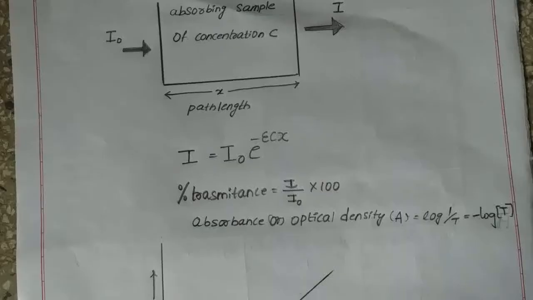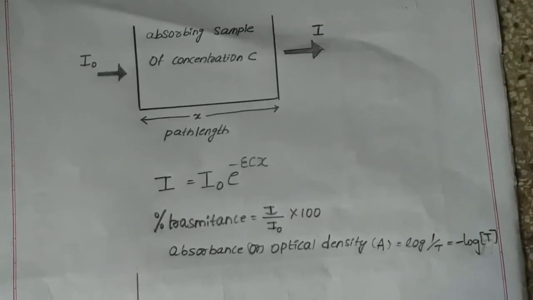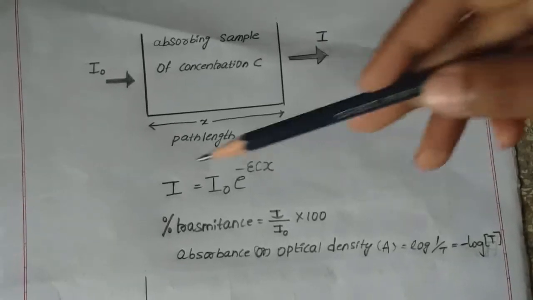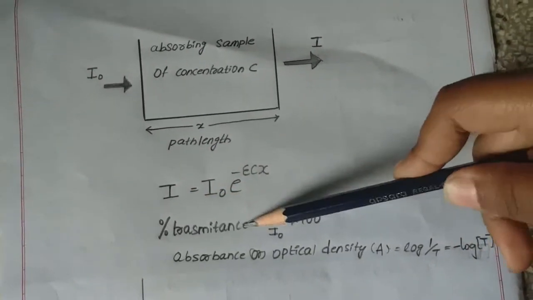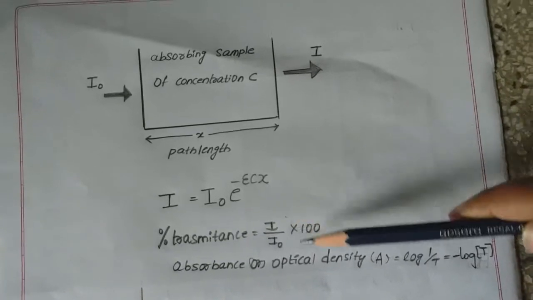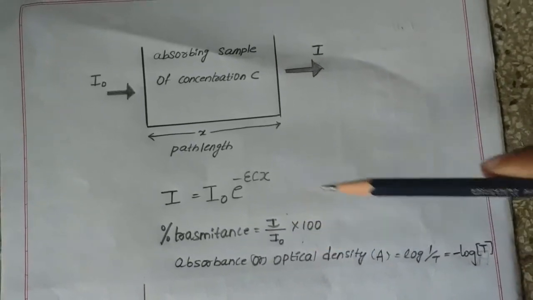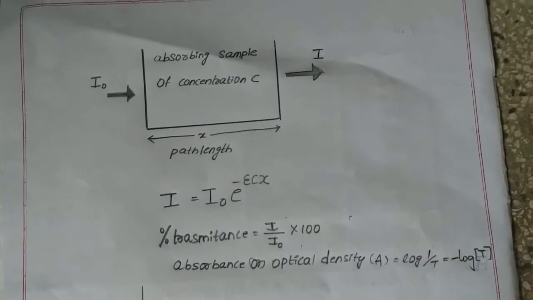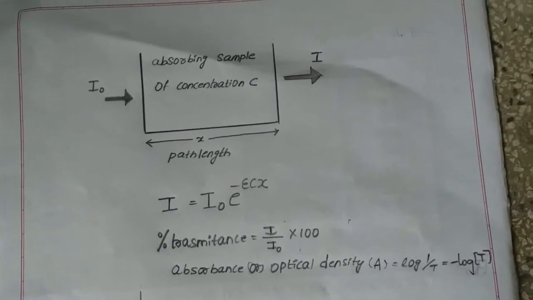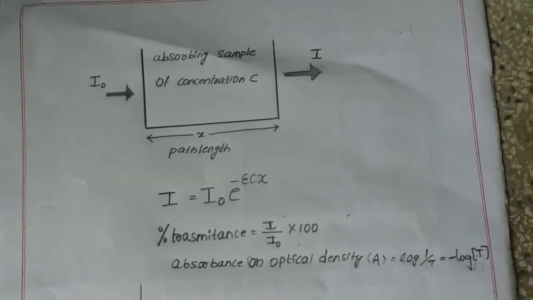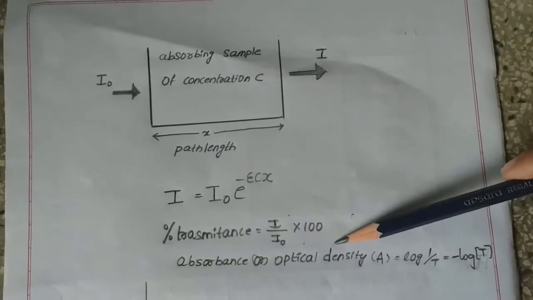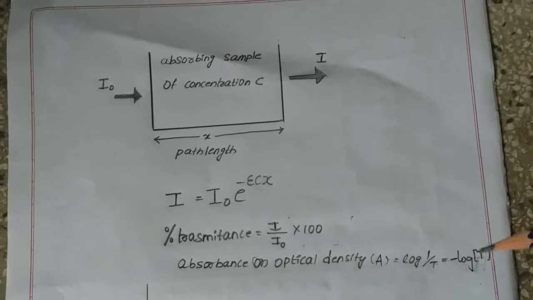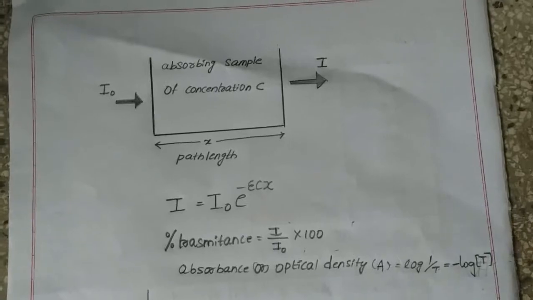The molar extinction coefficient depends on the wavelength and the nature of the sample, but is independent of the concentration of the solution. In colorimetric studies, transmittance is defined as the fraction of light that passes through the sample. So, the percentage transmittance is the intensity of the transmitted light divided by the intensity of incident light, multiplied by 100. A more useful and convenient quantity in performing analysis is the absorbance, which is the negative log of transmittance. Absorbance or optical density is equal to log 1/T, which is equal to minus log transmittance.